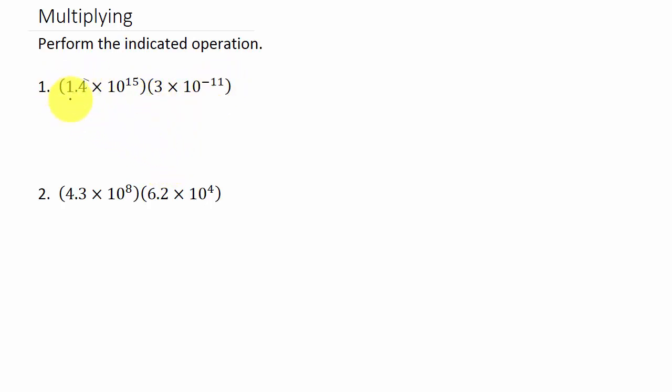So what we're going to do is multiply the 1.4 and the 3 together, and multiply the 10 to the 15th and 10 to the negative 11 together. The 1.4 times 3, you may have to punch that into your calculator, or you can come over here to the side and do 1.4 times 3. So that's 2, carry your 1, which gives us 4.2. Okay, so 1.4 times 3 is 4.2.